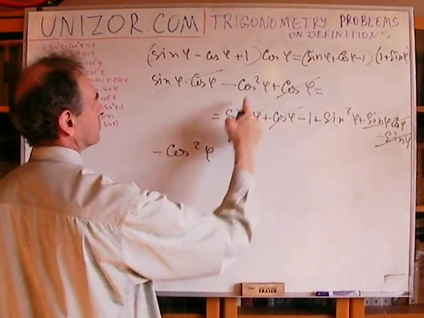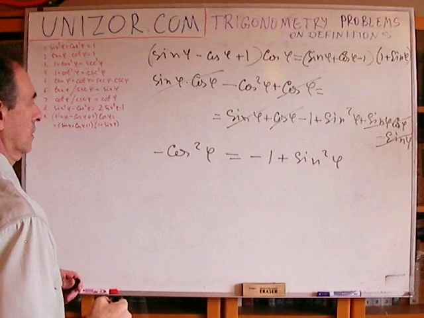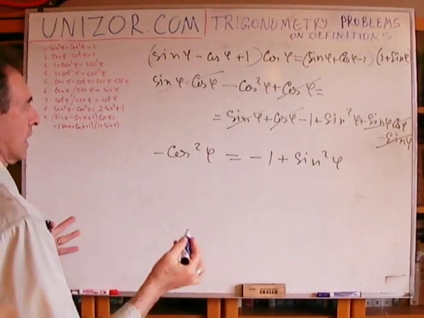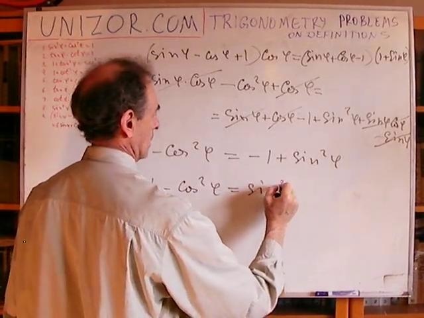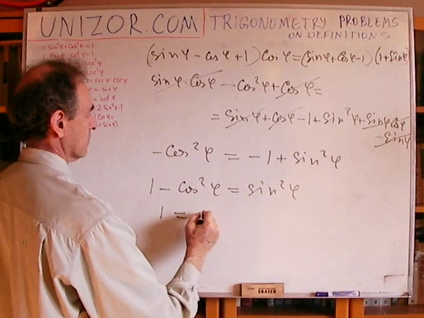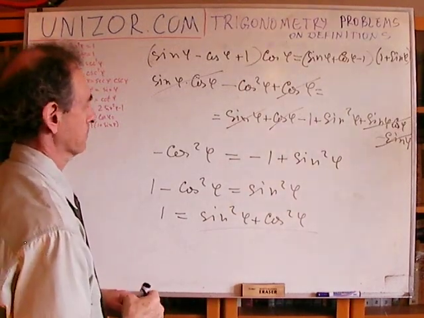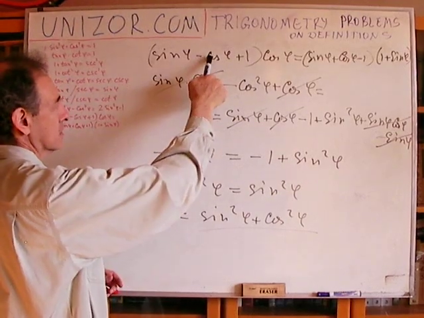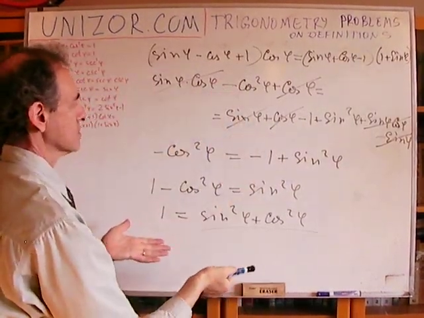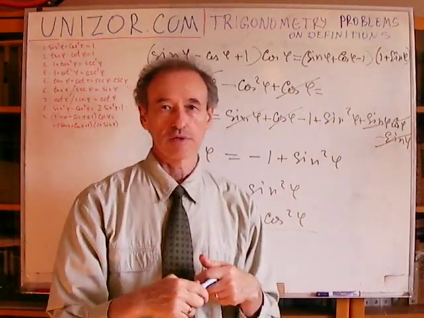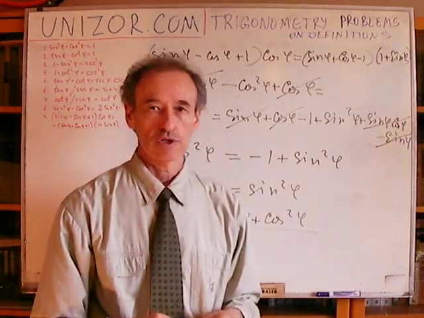Minus cosine square phi equals minus 1 plus sine square phi, right? Which is a true statement because I can add 1 to both sides. I will get this. And add cosine square to both parts, I will have this. Which is a true identity, the main identity of trigonometry. So, from this, I came to this through equivalent transformations, which obviously are all reversible. There is nothing here which is irreversible. I didn't divide by anything, I didn't multiply by anything, so everything is just pluses and minuses, and again, the main trigonometric identity.